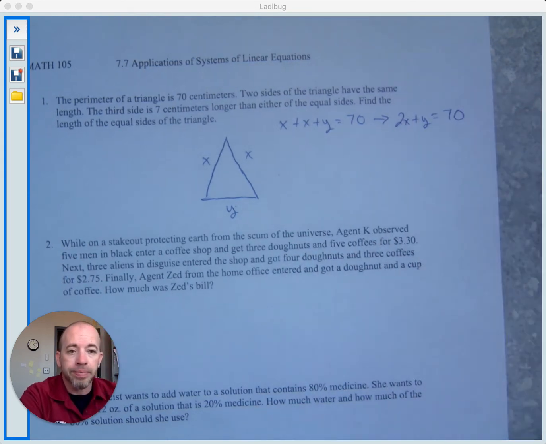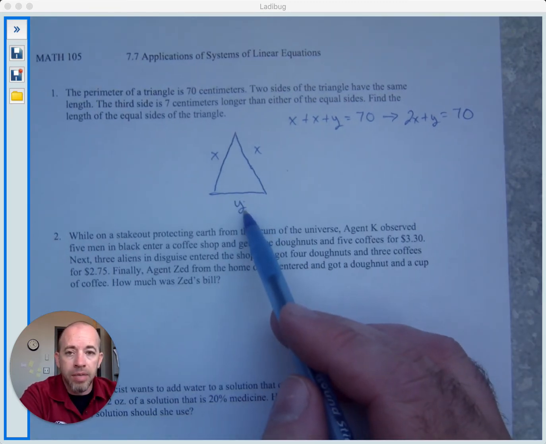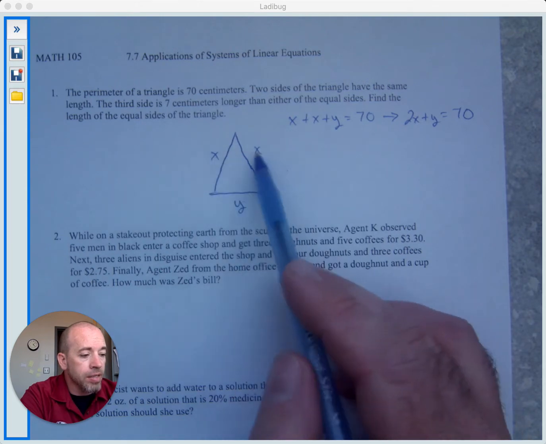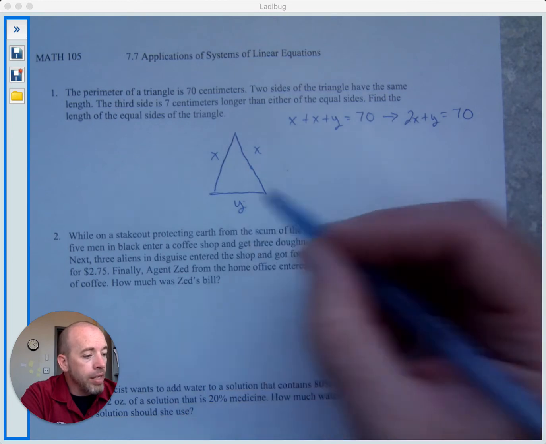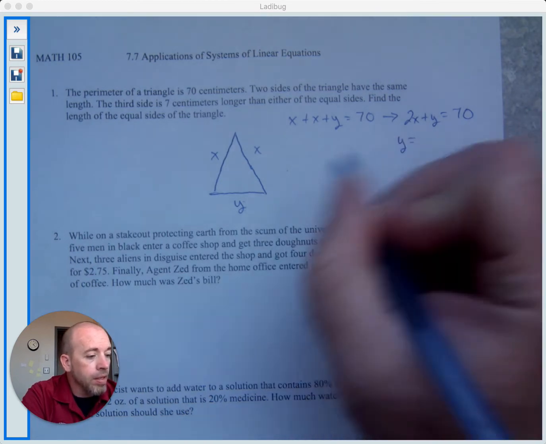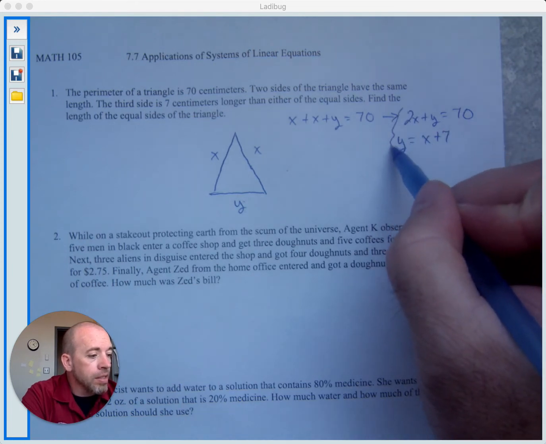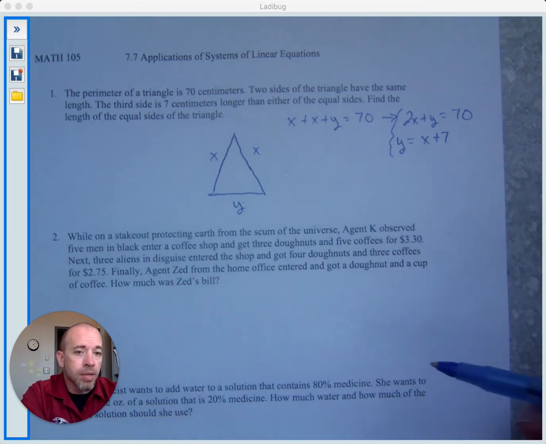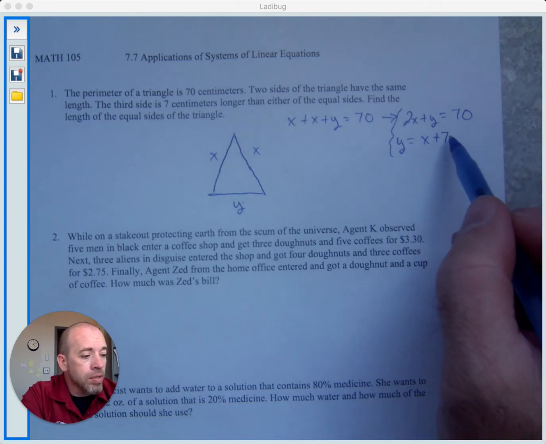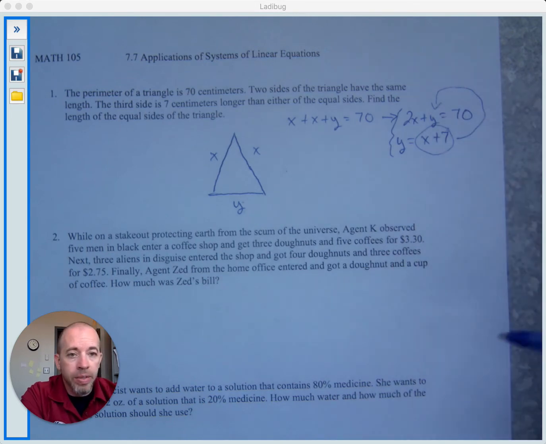So that's one equation. We're also told that this third side, this y, is 7 centimeters longer than either of these sides. So as an equation, that would tell us that y is equal to x plus 7. So really, these 2 equations represent our system, and we want to solve that system. Since one of these is already solved for y, I think substitution might be easy to use.